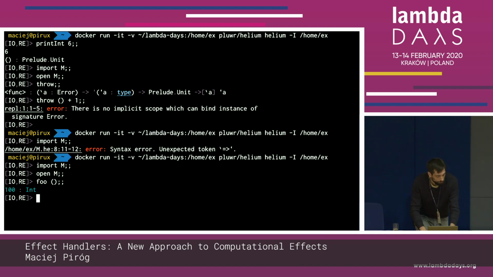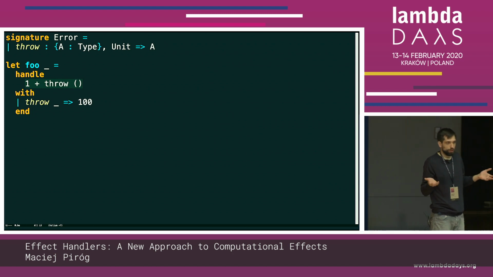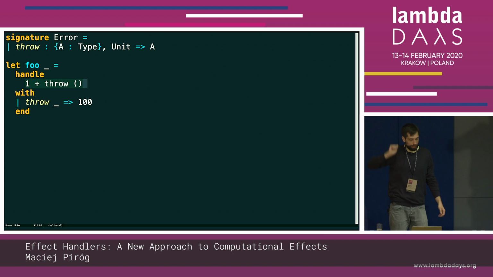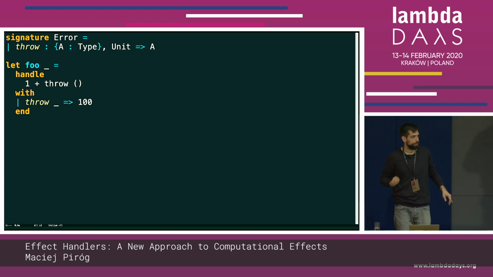So what just happened? The system tried to evaluate this expression, this 1 plus throw, and then the system didn't know what to do with throw. So it says, OK, handler on the outside, do something about it. And the handler says, OK, whenever you see the operation throw, just end the computation and give me 100.